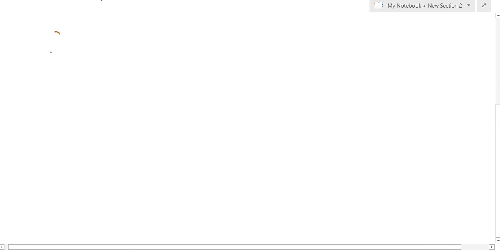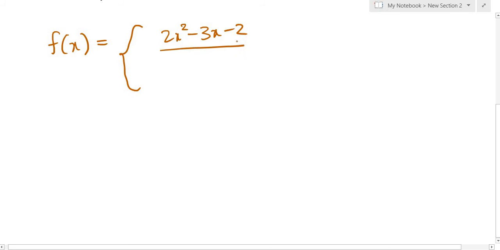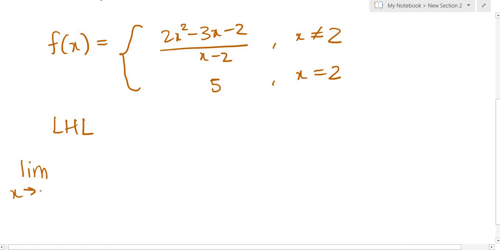Now we have the function f of x equals 2x squared minus 3x minus 2 all over x minus 2 when x is not equal to 2, and 5 when x equals 2. Now I'll show you two methods of calculating the LHL. Basically, the limit as x goes to 2 from the negative side of... I think I should write that. They want us to test the continuity at x equal to 2, but I thought you might have guessed by now.